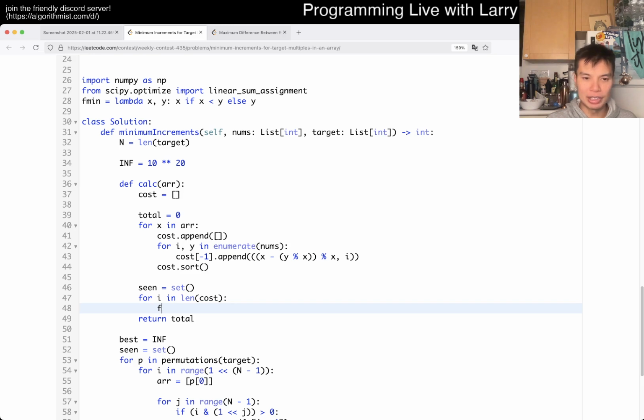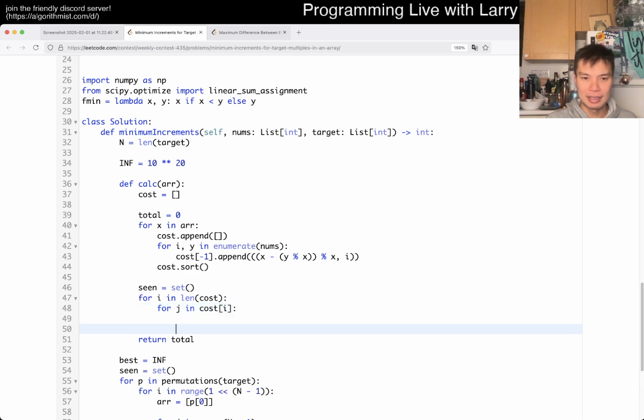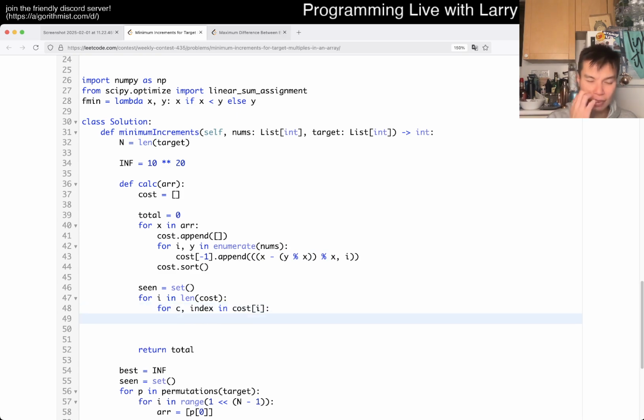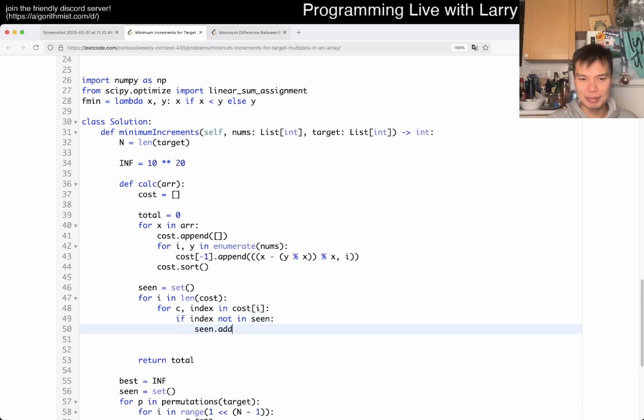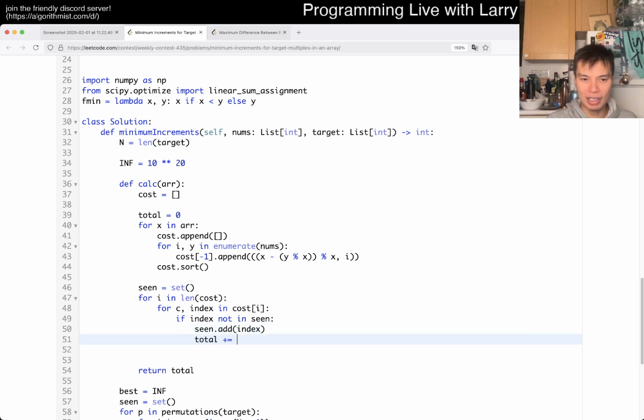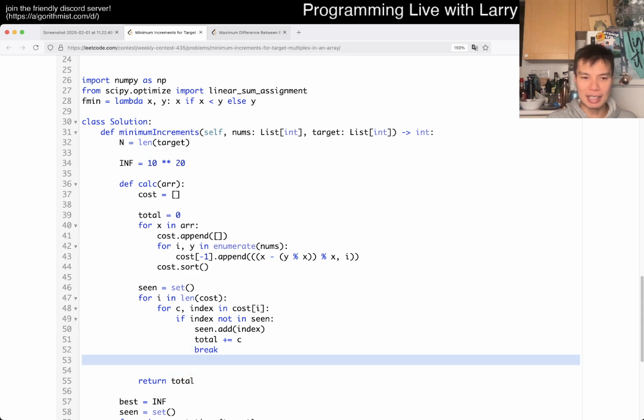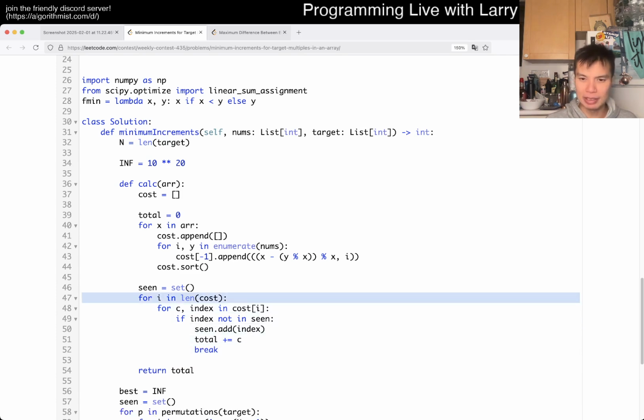So then now for j in cost sub i, right? Actually, it's for, I guess, delta. Oh no, it's for the c, for the cost. Basically, it's this thing, right? For the cell and then index. So for c, index in cost, if index is not in seen, then we add it to seen. Total, we add the cost, and then we break, and that's it. And then it'll go to the next i, and that should be good enough, honestly.